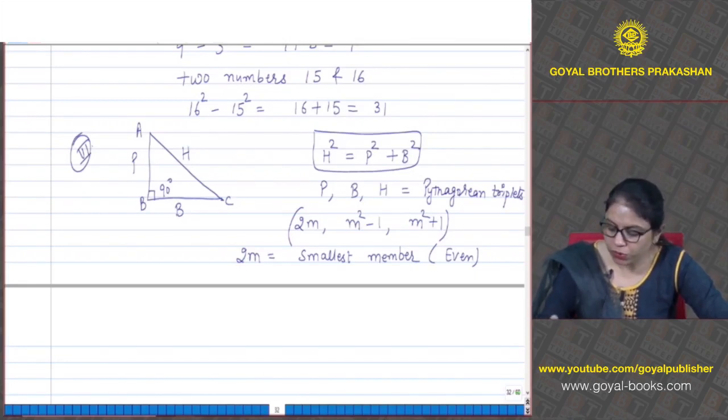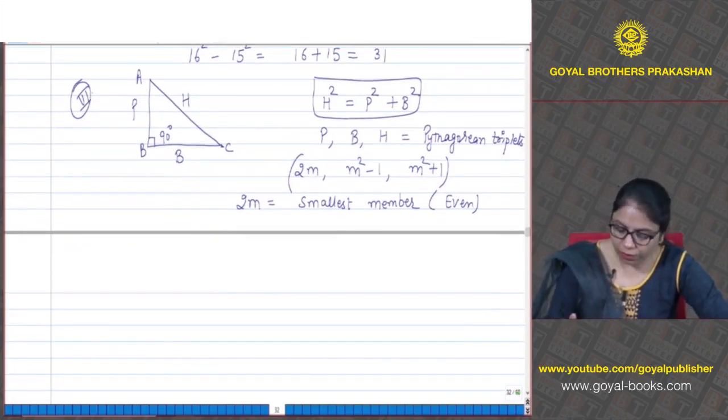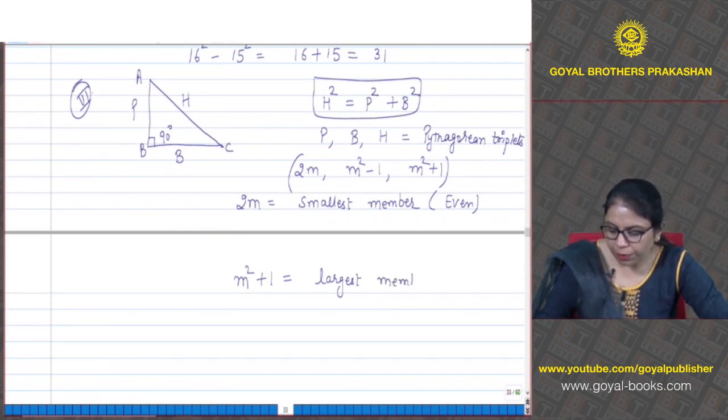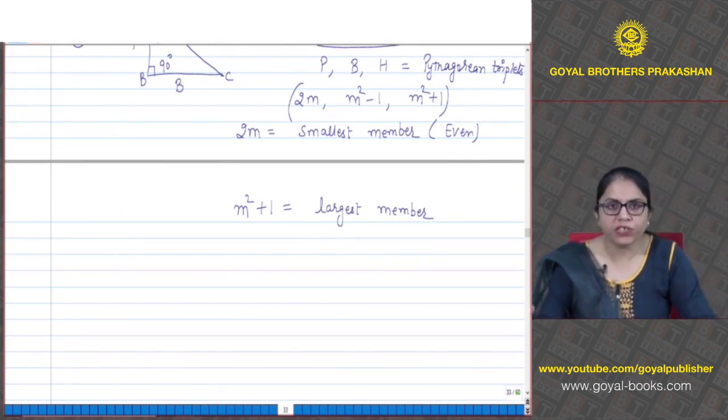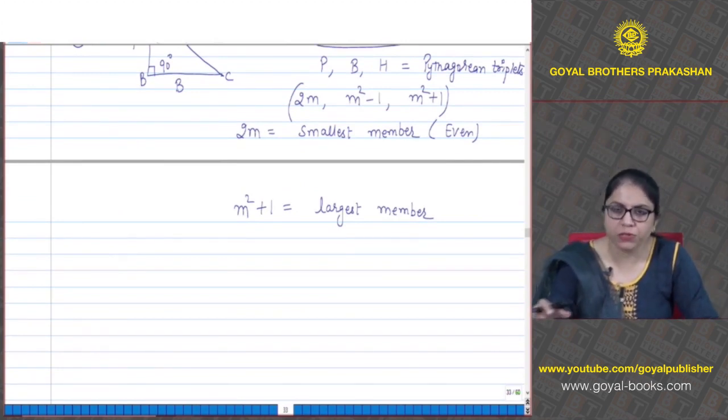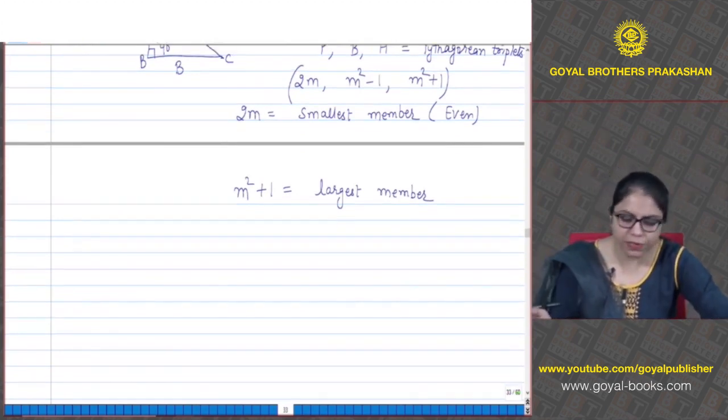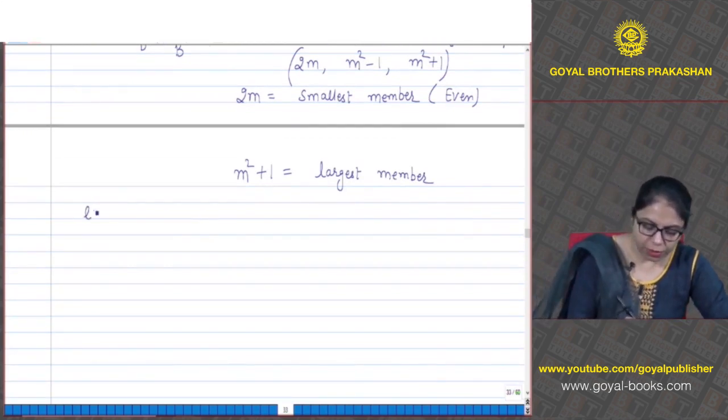Number. So this is the smallest member, and also this will always be even. M square plus 1, this is the largest member. So which type of question you will find based on these Pythagorean triplet? Let's discuss through with an example.